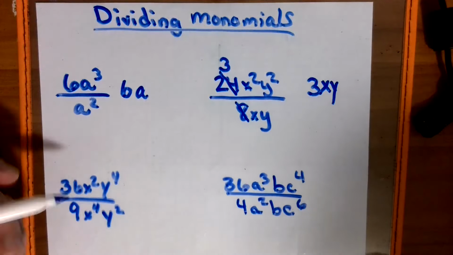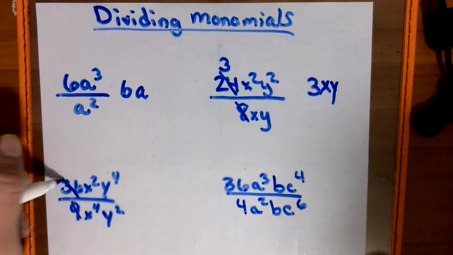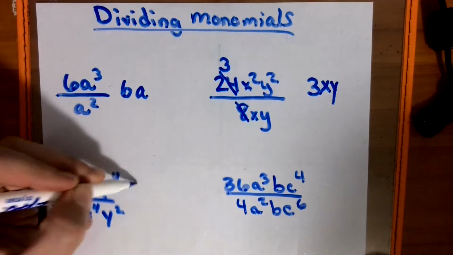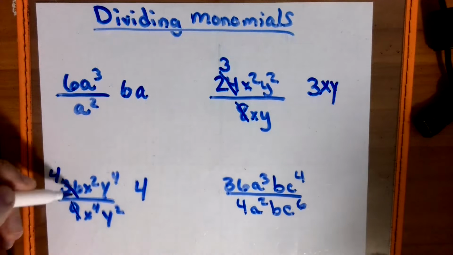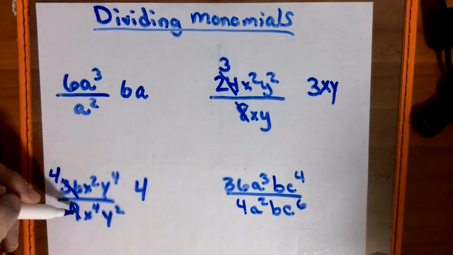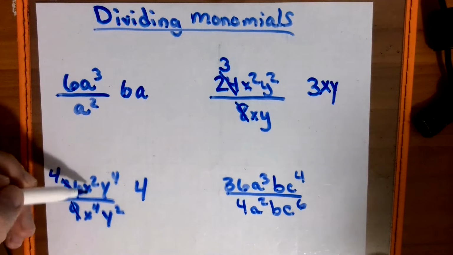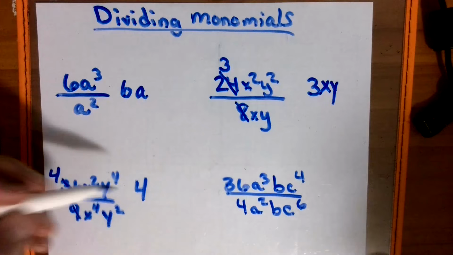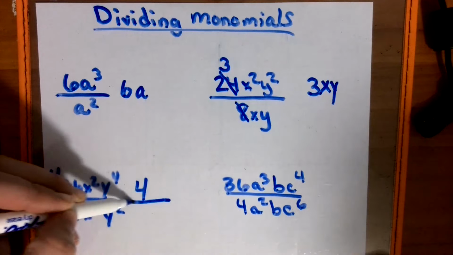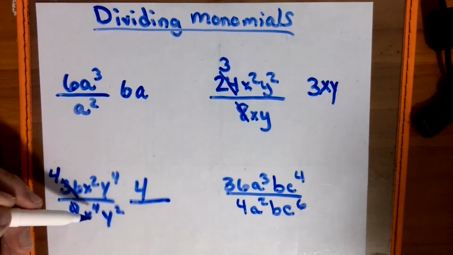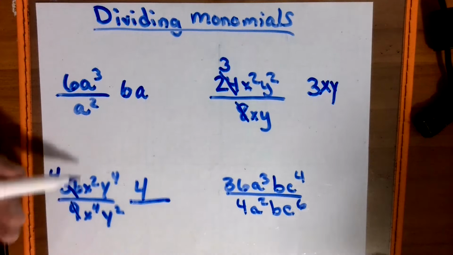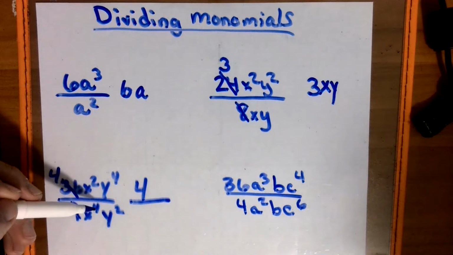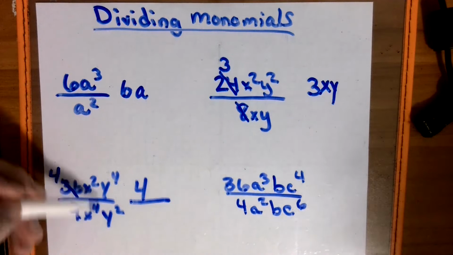Looking down here, the 9 goes into 36 4 times. So we reduced, technically that's a fraction. That's like 36 divided by 9. And we have x squared on top, x to the 4th on the bottom, y to the 4th on top, y squared on the bottom. And we ask ourselves, who has more x's, the top or the bottom? And the bottom does. So it's really 2 take away 4, which leaves you with a negative 2, which is what the bottom of this fraction means.